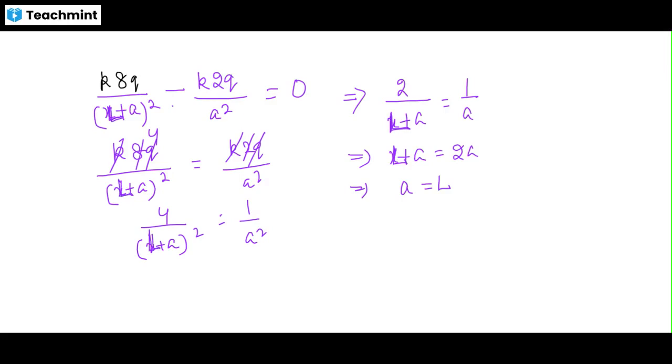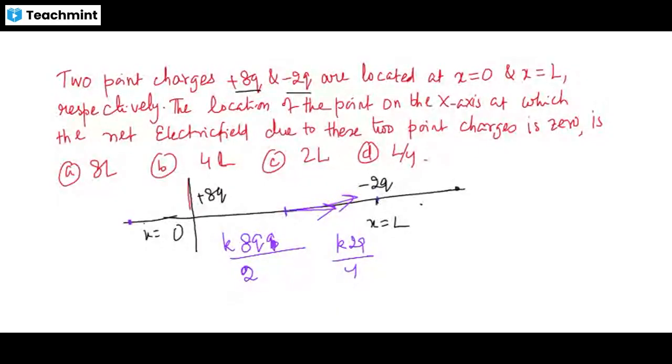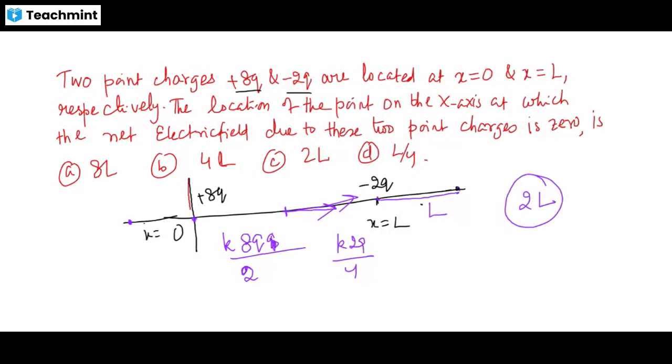So a is equal to L. Moving to the previous page, this small distance which we are considering is also L. So from the 8q charge it is 2L distance. The net field due to these two charges is zero at this point, so the location of the point on the x axis is 2L. Understood?